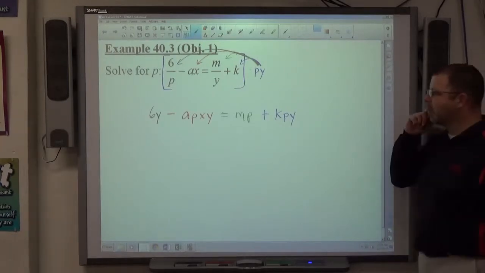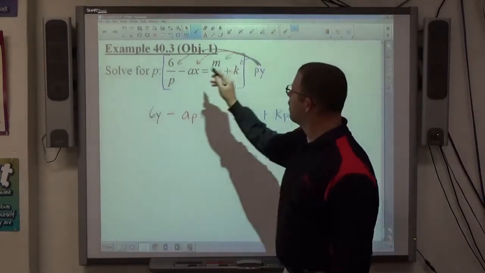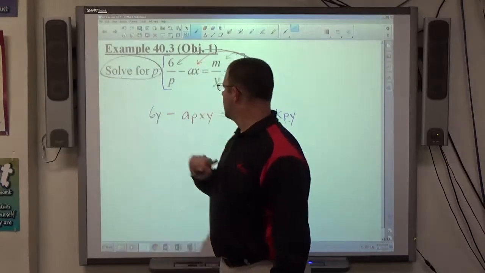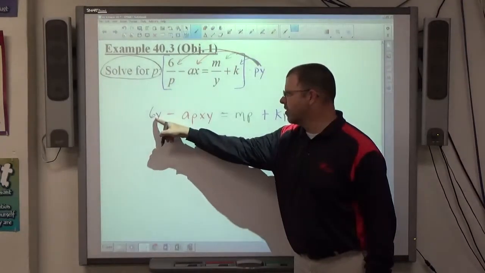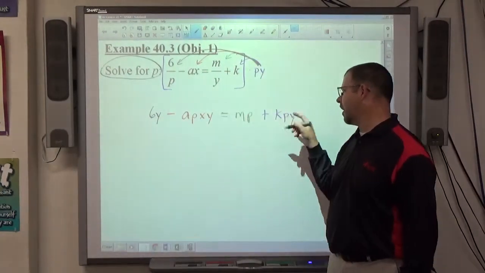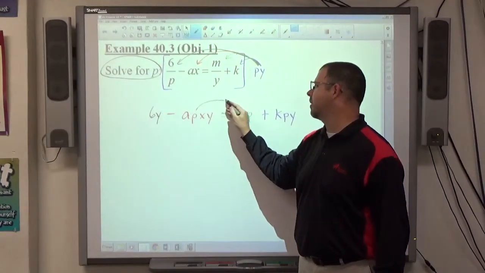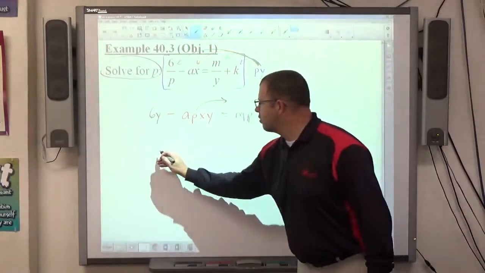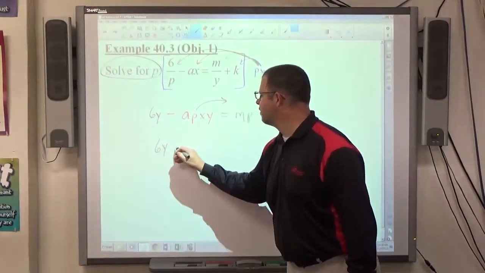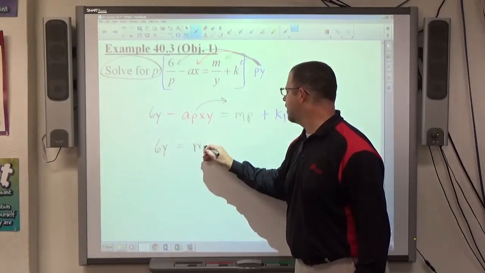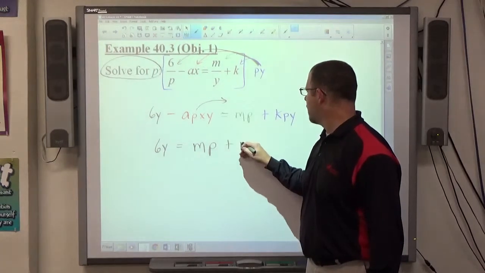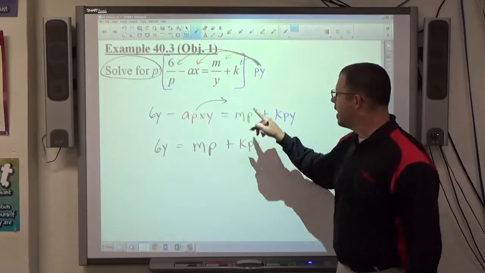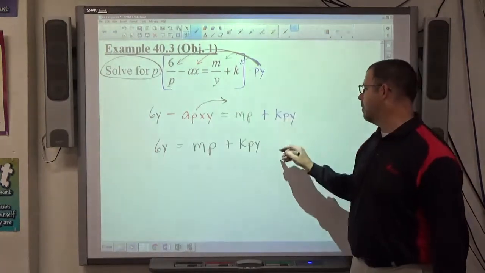Once you do that, now what we're solving for matters, and what we're solving for is p. So looking at the terms, 6y doesn't have a p in it, that has a p, that has a p, that has a p. So the quickest way to make this happen is move apxy over to the right-hand side. So 6y is staying on the left, it stays positive. mp is staying on the right, it stays positive. kpy is staying on the right, it stays positive. apxy is moving to the right, it becomes positive.